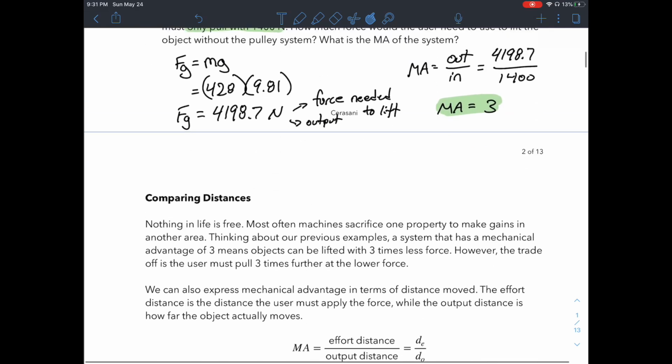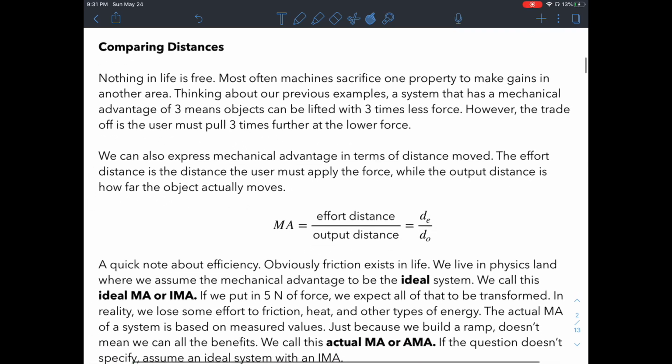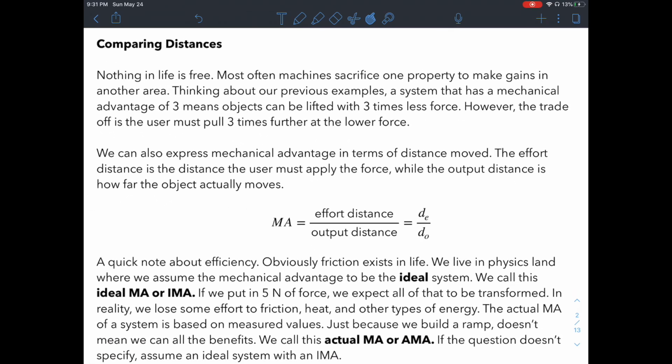Now, a lot of times in life, we're dealing with distances. We're going to have to move things a distance. That's the whole point of this. We're moving objects, but nothing is free. These simple machines sacrifice one property to make gains in another area. It's like anything in your life. If you compromise, say, a job that you really like but doesn't pay as much compared to a job that you hate but pays really well, that's a compromise. You can't have both. I mean, some people can, but they're pretty lucky. Simple machines are exactly the same thing.